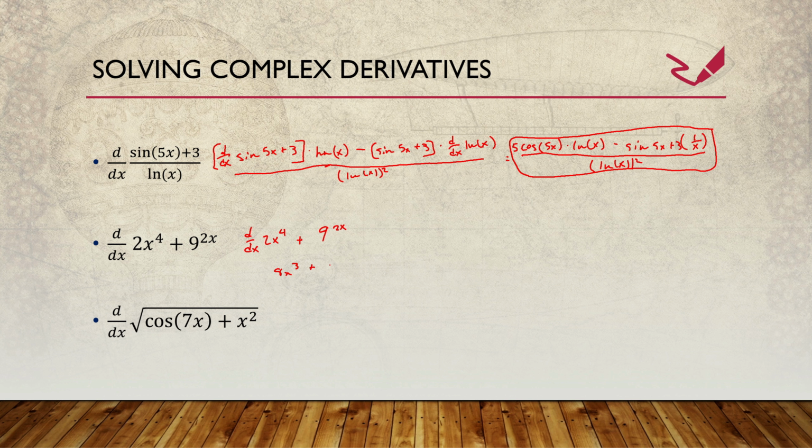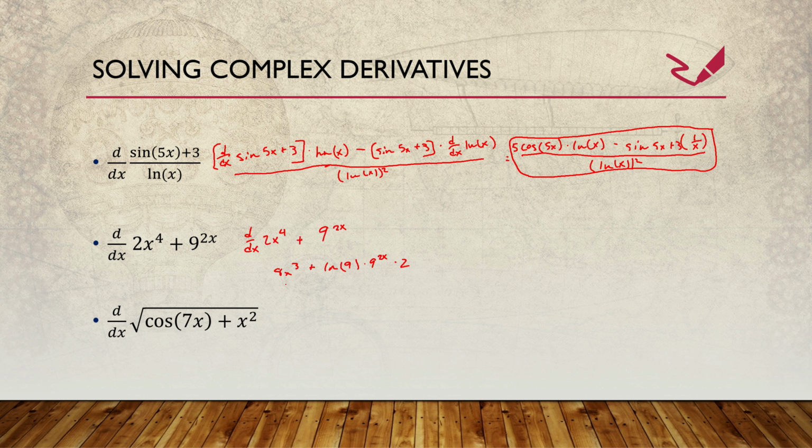So we're going to do the natural log of 9 multiplied by 9 to the power of 2x. But since this is u substitution and the chain rule, you will multiply this entire expression by 2. So you could just leave this entire expression the way it is, but you can simplify it even further.